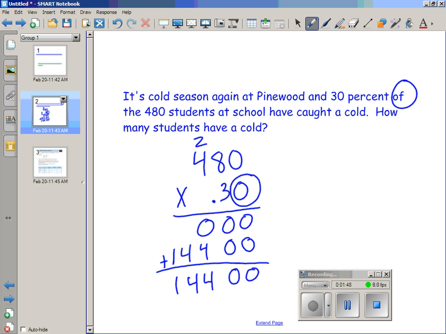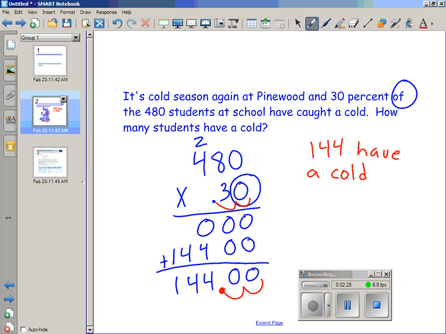And now I look back at my problem and I say, okay, my decimal point from where it would originally be, it is 2 places over. See how I have that? 1, 2 places over. So in my answer, I need to go 1, 2 places over. My decimal point goes there in my answer. And it says 144. So that means that of my 480 students, 144 of them have a cold. That's a lot of Kleenexes that you'd need to buy, right? 144 have a cold.